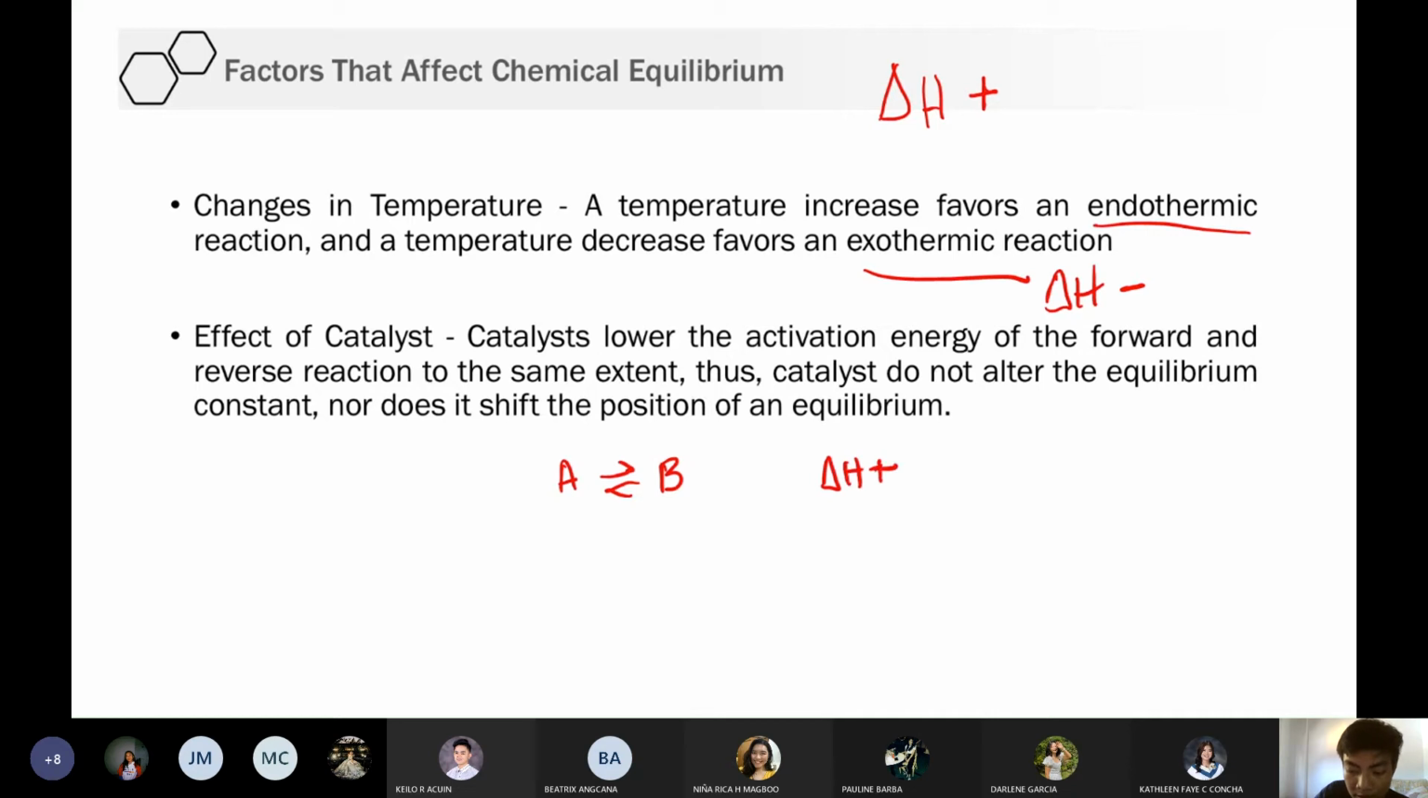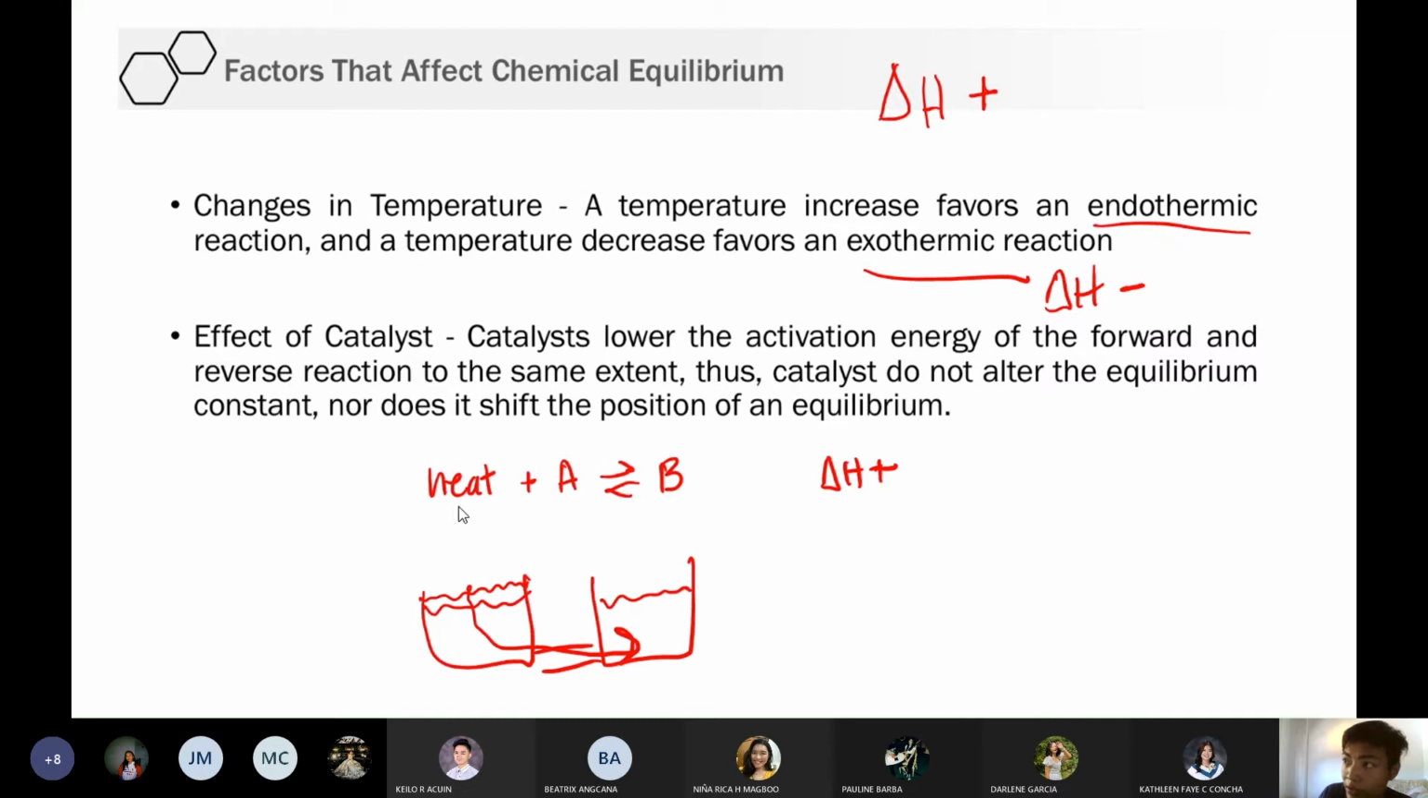If delta H is positive, then that means heat is your reactant. If you increase the temperature, you are increasing the heat energy. So use the water bucket analogy: imagine heat as your concentration. An increase in temperature means an increase in heat. So if you increase the heat for the reactant, the reaction will be pushed to the right, if that is an endothermic reaction.